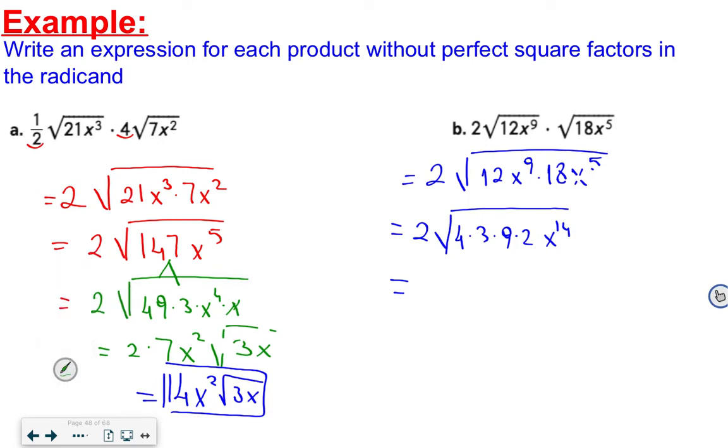How can you get the 4 out of the root? As a 2. Can you take the 3 out of the root? No. Can you take the 9 out of the root? Yes, as a 3. You cannot take the 2 out of the root, so leave it. What about x to the power 14? If you divide by 2, you will get x to the power 7. What is left inside the radical? 3 times 2. If you simplify this, 2 times 2 is 4. 4 times 3 is 12. X to the power 7, radical 6. This is your answer.